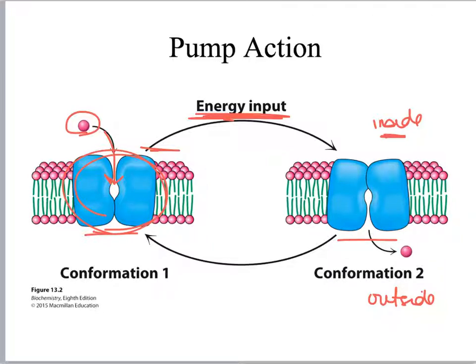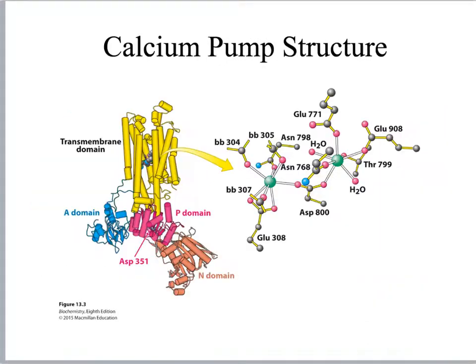Then we have the energy input, which is usually ATP. The ATP would be hydrolyzed. That's going to create that conformational change that takes this from being open to the inside of the cell to being open to the outside of the cell. And when that happens, the molecule that was in this little pore is going to be released to the outside of the cell. It's ATP that drives this overall process.